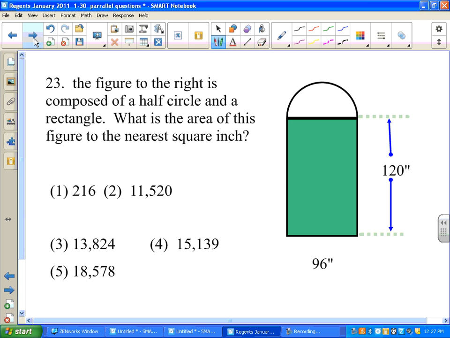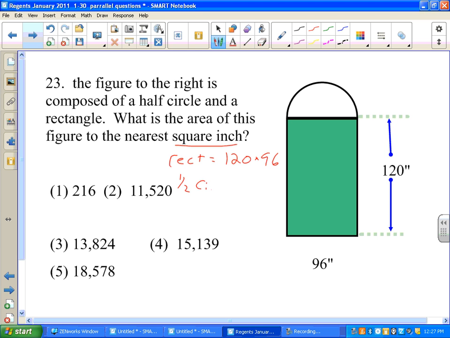Number 23. The figure to the right is composed of a half circle and a rectangle. What's the area of the figure to the nearest square inch? First thing that I do is I check to make sure that the units are in inches, and they are. I see I have a rectangle, so the rectangle is base times height, 120 times 96.